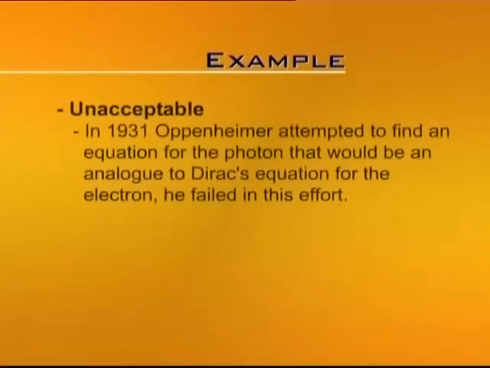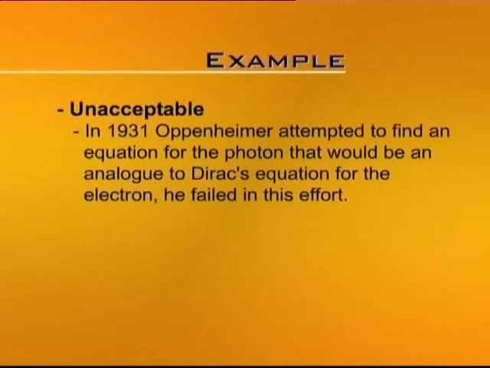An unacceptable pair of independent clauses would be: In 1931 Oppenheimer attempted to find an equation for the photon that would be an analog to Dirac's equation for the electron, comma, he failed in this effort. अब जैसे कि आप देखें दोनों जो पार्ट्स हैं सेंटेंसेस के वो अपनी अपनी जगह इंडिपेंडेंट क्लॉजेज हैं.